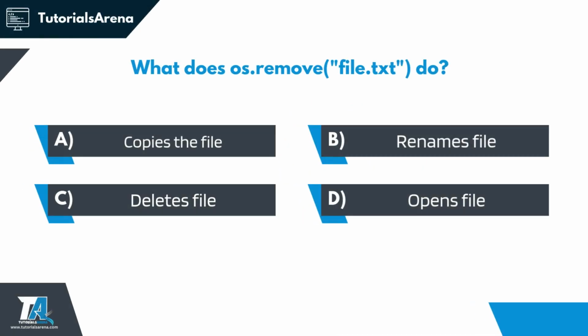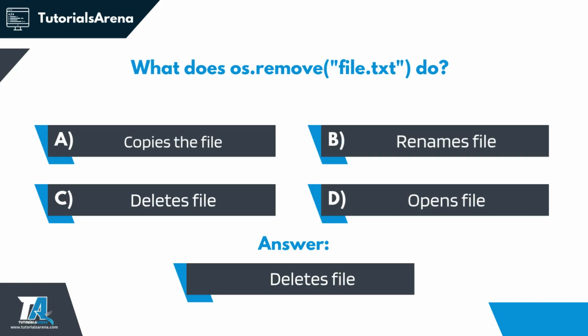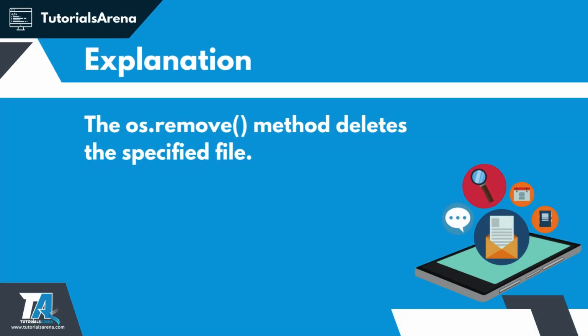What does the os.remove function do? The correct option is option C, deletes file. The os.remove method deletes the specified file.